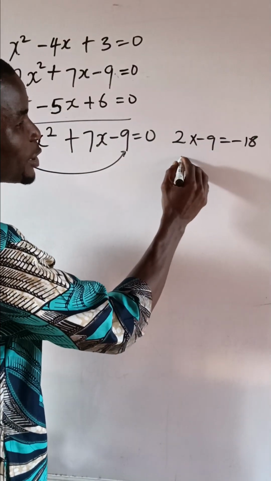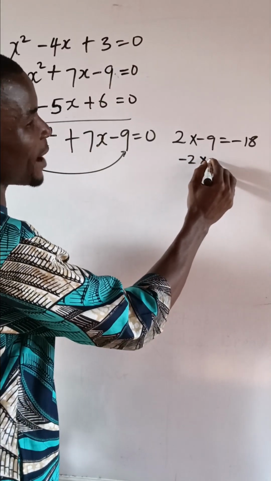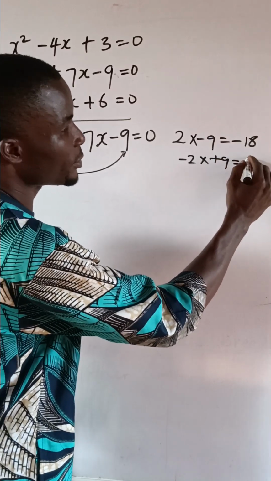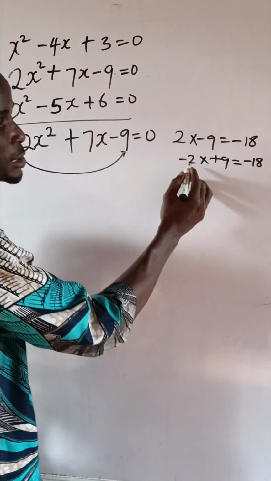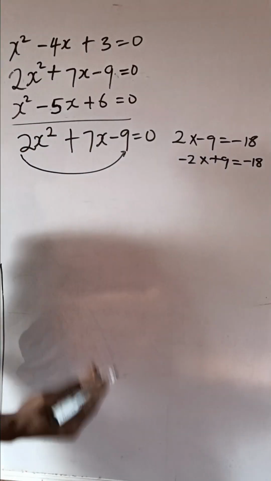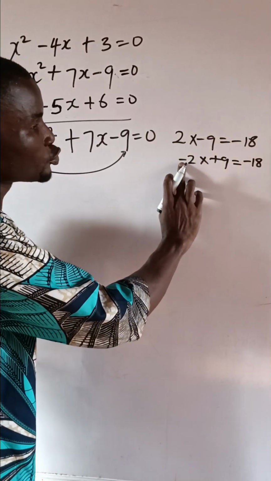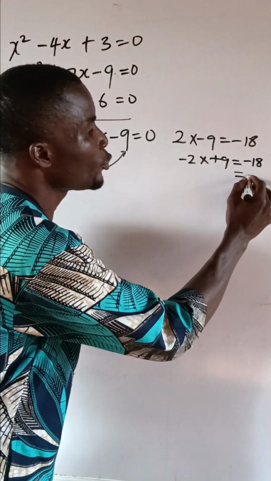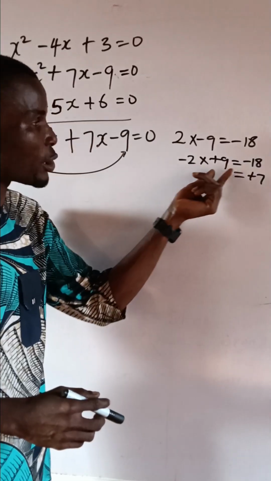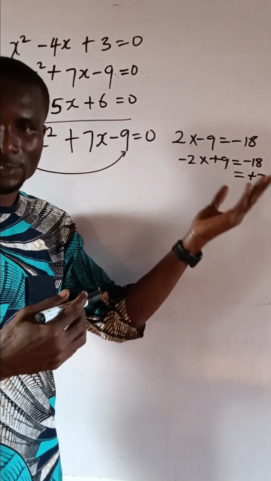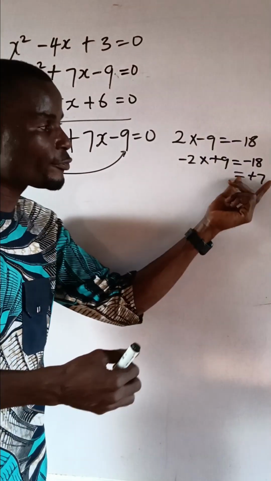So when you do this, minus 2 times plus 9, it will give you minus 18, because plus times minus, minus times plus will give you minus. 2 times 9 will give you what? Will give you 18. So the same thing, if you are adding it, minus 2 plus 9, it will give you plus 7. Do you understand? Minus 2 plus 9 gives you plus 7. You are owing 2 and you have 9 naira. When you pay it, you have 7 naira.